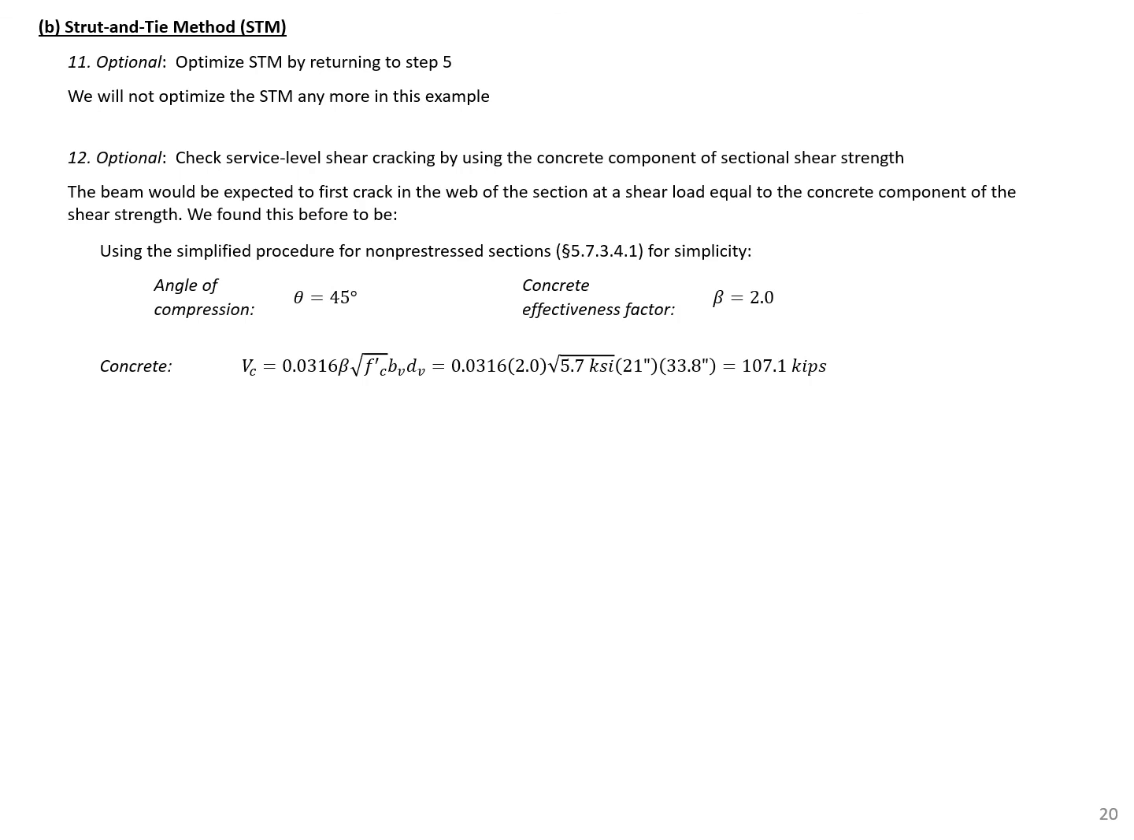The final two optional steps are to first optimize the Strut-and-Tie model by returning to the modeling step. We're not going to optimize anymore, so we're going to say our model is sufficient, so we'll stop there. The last step is that we can check our service level shear cracking by using just the VC component of our sectional shear strength calculation. So we could see here that our VC is equal to 107.1 kips, and we could check this against our service demand to see if our section would crack, or we would expect cracking. But again, in this example, we're not going to do that.